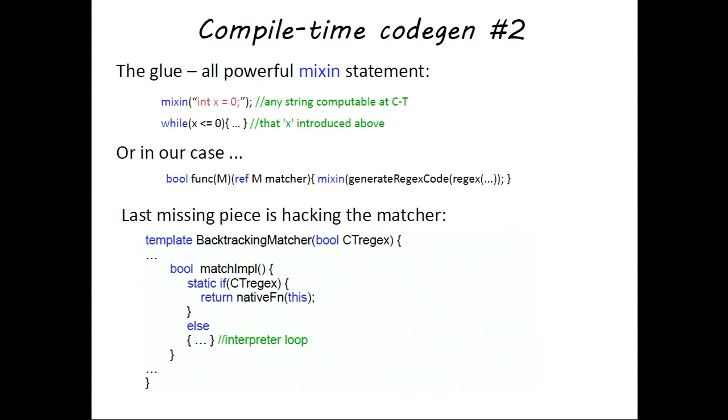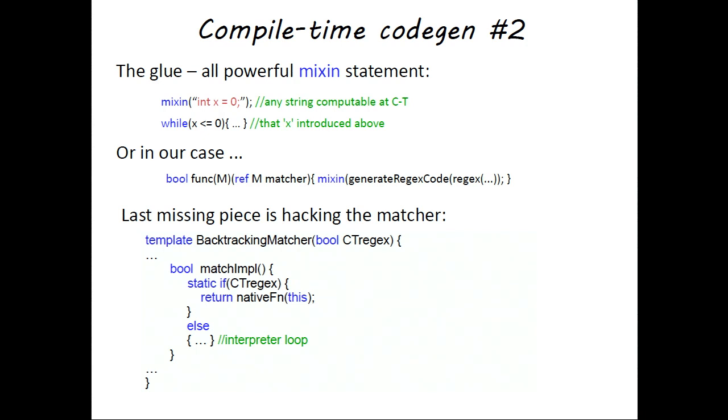And, you know, the last step. So we have code generated and we have the parser run at compile time and generate our patterns, our bytecode. And now we have to glue together these pieces. The key to that is a mixin statement. So here's a tiny example. This while loop will use the mixin statement that we introduced with the static string. And well, in our case, it's a little bit more complicated.